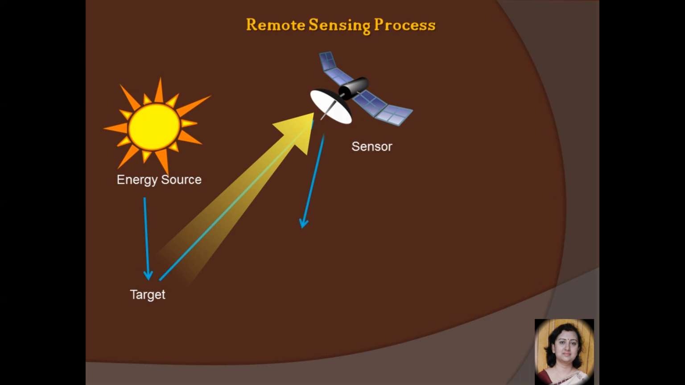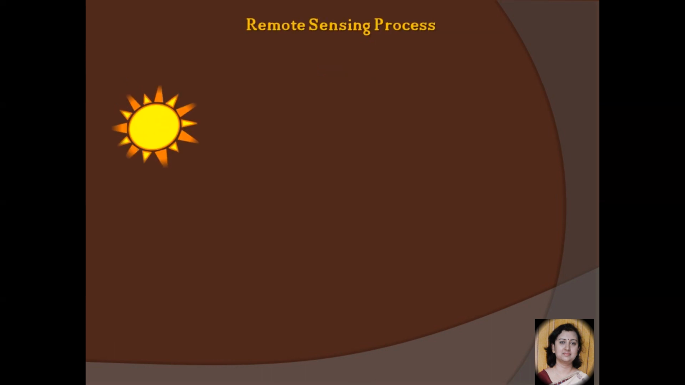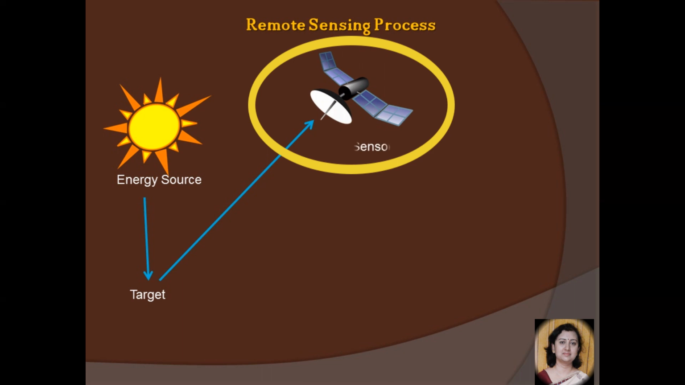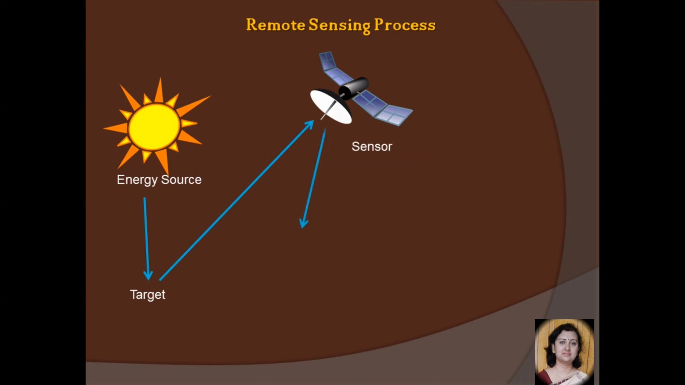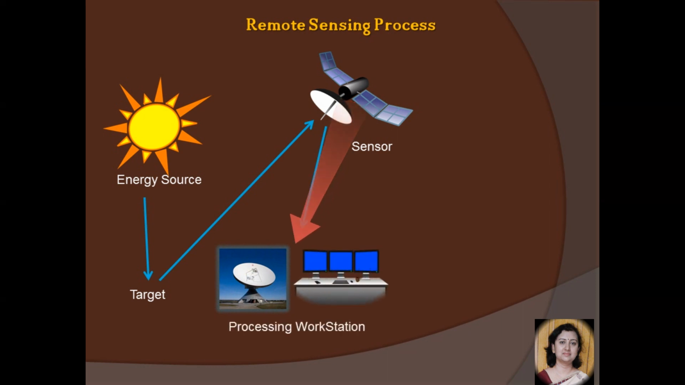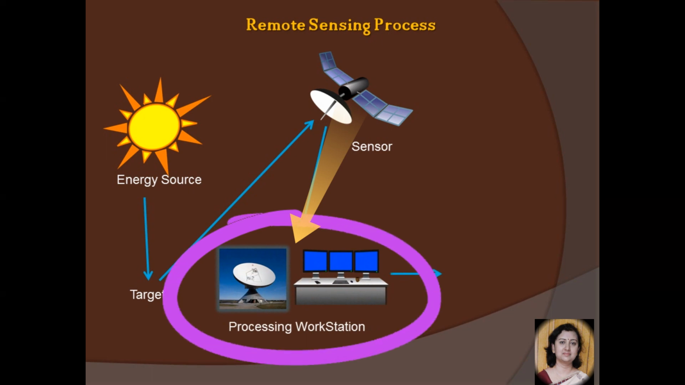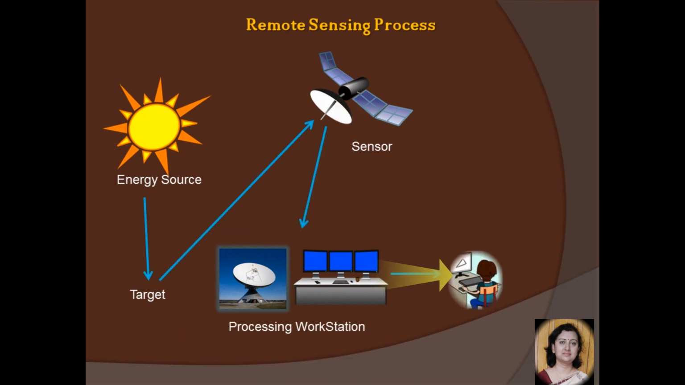Once the energy makes its way to the target through the atmosphere, it interacts with the target depending on the properties of both the target and the radiation. Now, after the energy has been scattered or emitted from the target, we require a sensor, which is remote, that is not in contact with the target, to collect and record the electromagnetic radiation. The energy recorded by the sensor has to be transmitted, often in electronic form, to a receiving and processing station where the data is processed into an image.